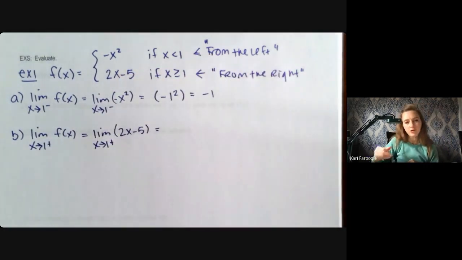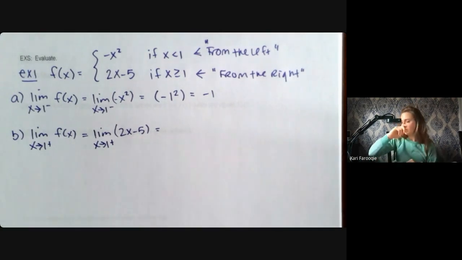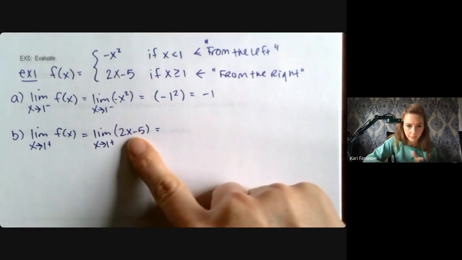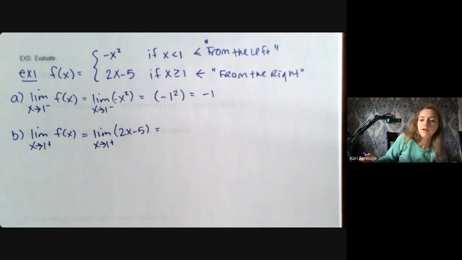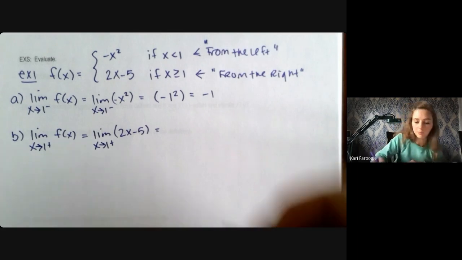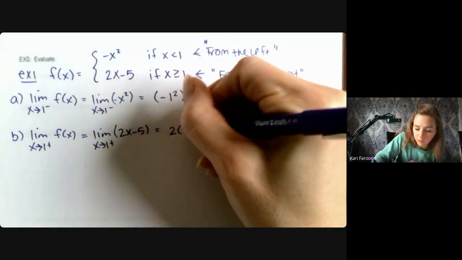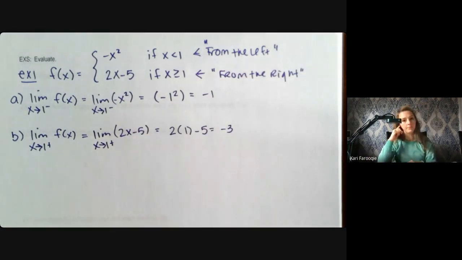Now, you might be wondering, do we really have to keep this notation on here once we pick the function? It's not going to change the limit in this case because this function is just a line, so it doesn't matter if we approach from the left or the right. But in general, it's just good practice to keep that notation in place. So this will be 2 times 1 minus 5, which is negative 3.